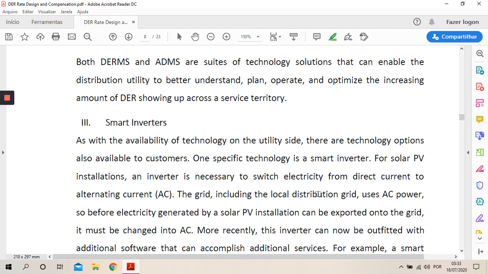Both DERMS and ADMS are suites of technology solutions that can enable the distribution utility to better understand, plan, operate, and optimize the increase in the amount of DERs showing up across a service territory.